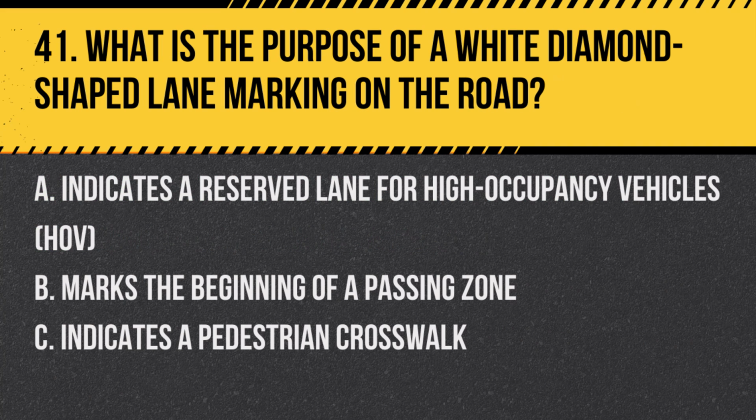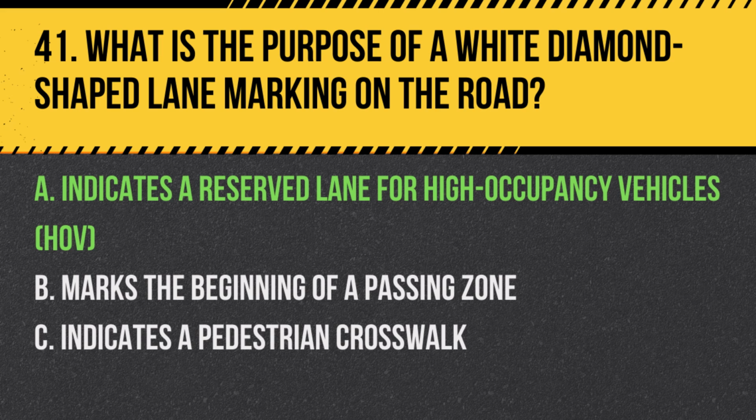Question 41. What is the purpose of a white diamond-shaped lane marking on the road? A. Indicates a reserved lane for high-occupancy vehicles, HOV. B. Marks the beginning of a passing zone. C. Indicates a pedestrian crosswalk. Answer: A. Indicates a reserved lane for high-occupancy vehicles, HOV.